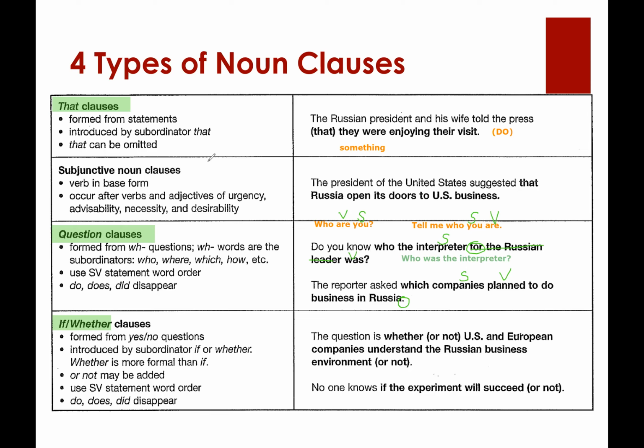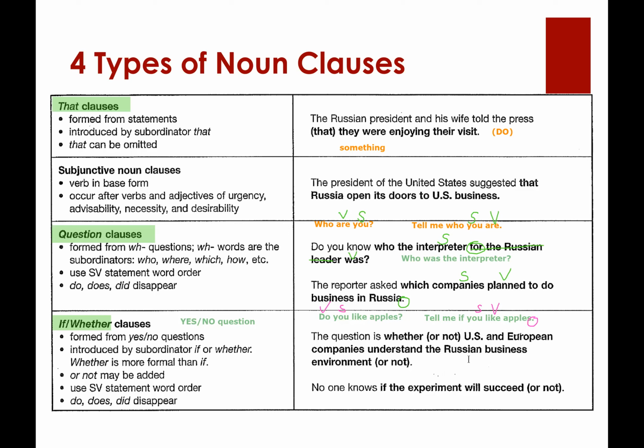Now, what is the difference between a question clause and the if or whether clause? So if or whether clause comes from a yes or no question. For example, if I ask you, do you like apples? It's either yes, I do, or no, I don't. Now I'm going to change it to a statement. Tell me if you like apples, right? Period. So again, we're changing it from question to statement, so verb subject to subject verb. And I have to make sure if it's not a question itself, I have to change the punctuation to a period.